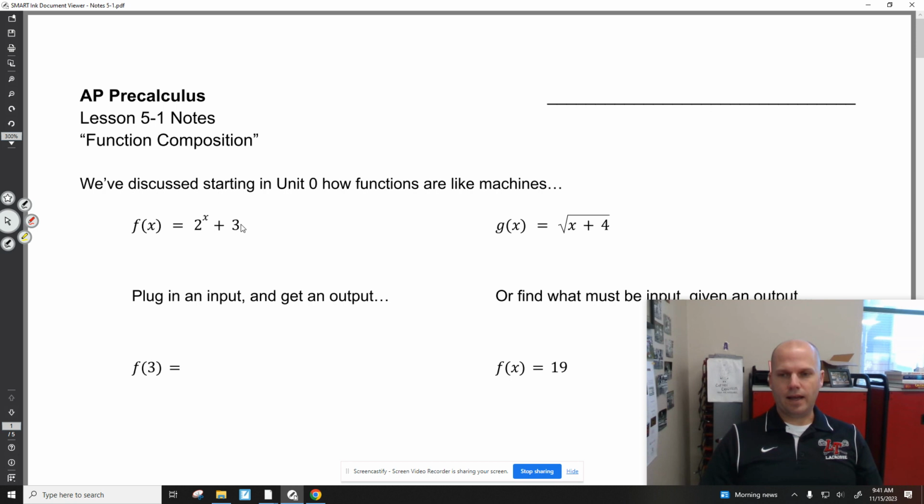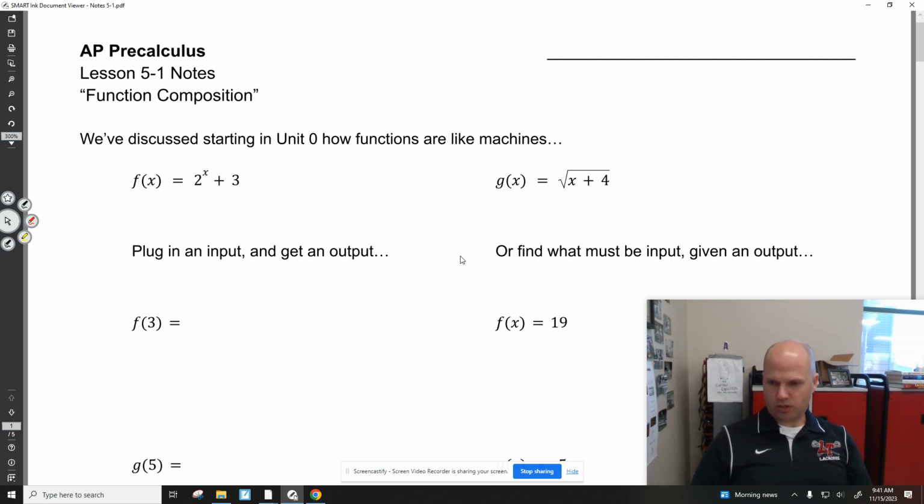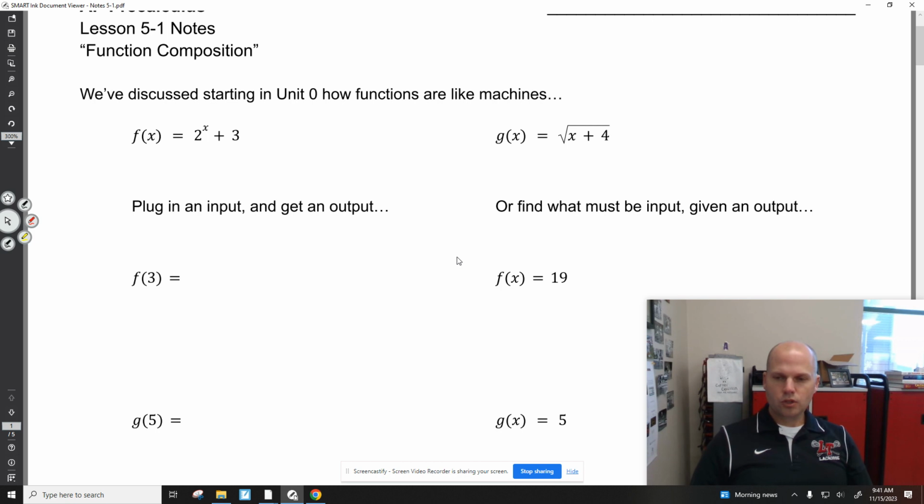Okay. And today is on function compositions. What is a function composition? So we talked in unit 0 about how functions are machines where you plug something in, you get something out. Inputs and outputs. You guys are used to X's and Y's, but we saw in a lot of our tests, they don't like to say X's and Y's. They like to say inputs and outputs.